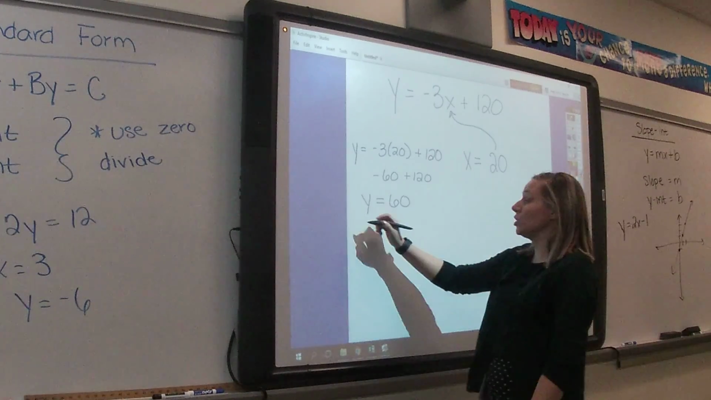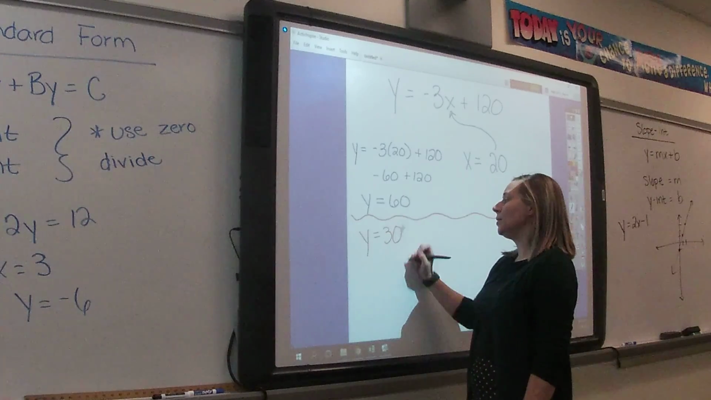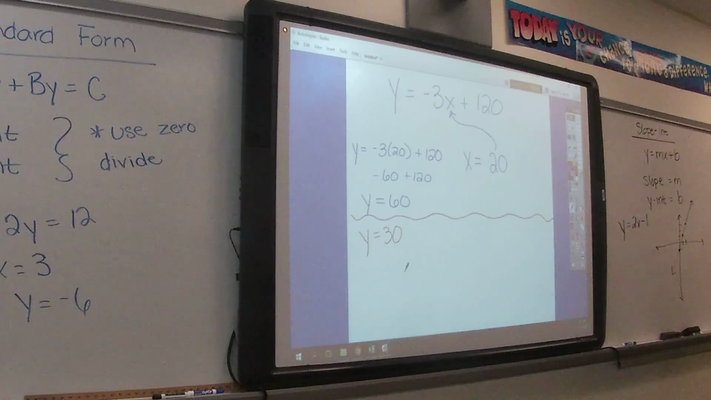So she wants to know if Y equals 30, what will X be? So what could she do to figure out X? What are some thoughts we have? What did we do when we knew X was 20? We plugged it in for X. So what do we think we should do when we know Y is 30? Plug it in for Y.